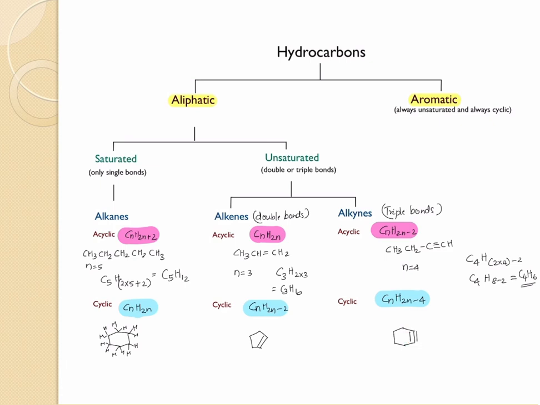When it comes to aromatic compounds, they're always going to be unsaturated, meaning that they are definitely going to have double bonds that follow aromaticity, and they're always going to be cyclic. One great example would be benzene. So benzene is an aromatic compound, and as you can see from the structure, yes, this is cyclic, which means it is a ring compound, and also it has got double bonds, so therefore this is going to be unsaturated.